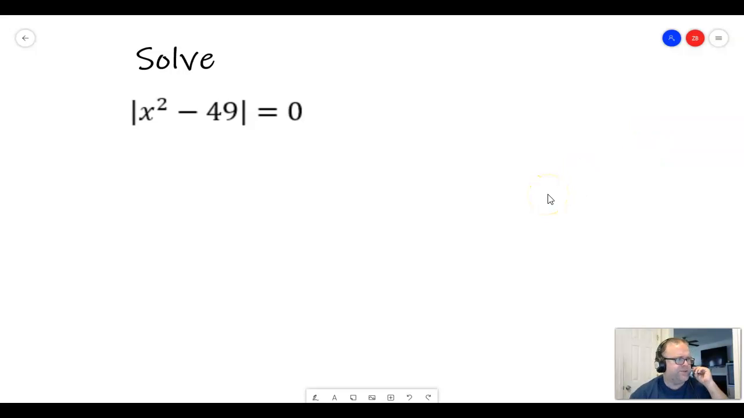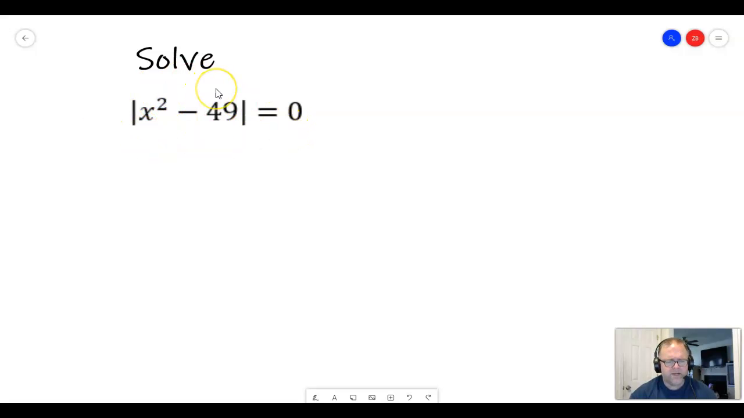Hi, this is Mr. Beckstrom, and today I want to take a look at section A6, and we're going to do an absolute value equation. So we start off with this: the absolute value of x squared minus 49 is equal to 0.